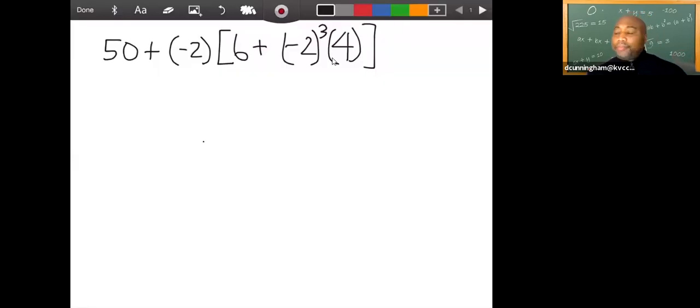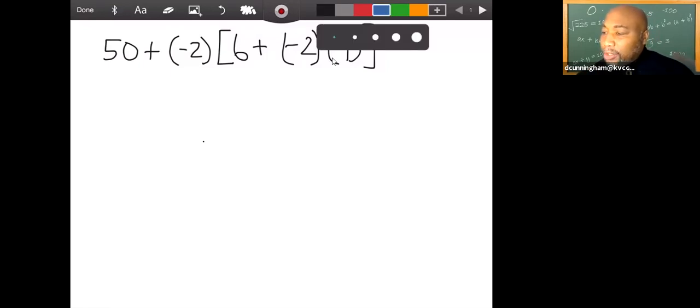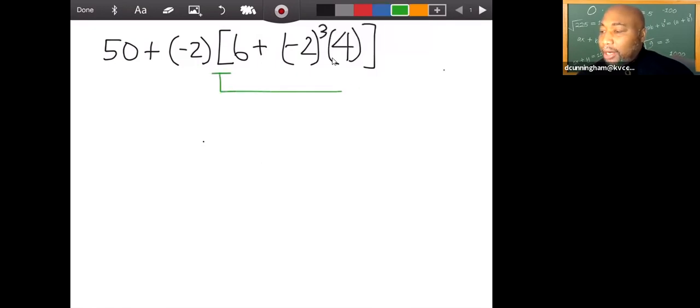So here's our problem, and we want to follow the order of operations. The first thing is parentheses, but some of these parentheses are just talking about multiplying. The one we want to look at is this bracket. I'm going to write this in green. We want to simplify what's inside the bracket first, because it's like our parentheses.